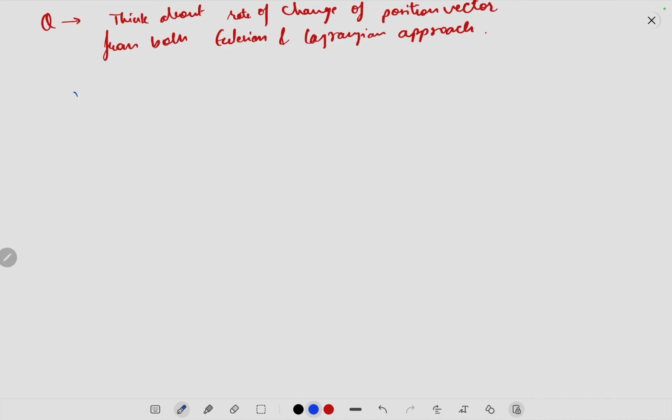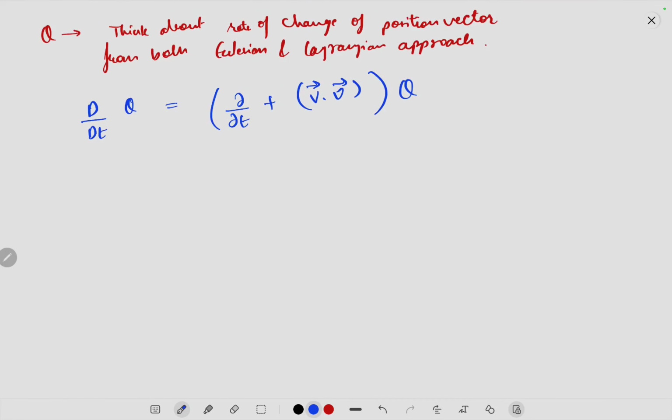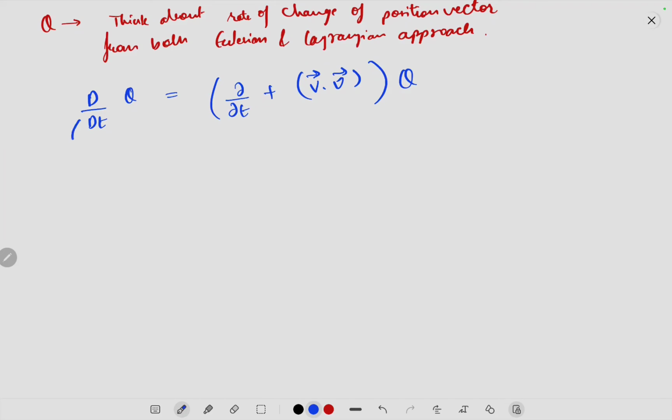So now we know that the relationship between the Lagrangian and Eulerian approach is, let's just write it like this. d by dt of some quantity q is given as del by del t plus v dot grad of that quantity q. So this is the Lagrangian approach, and this is the Eulerian approach.